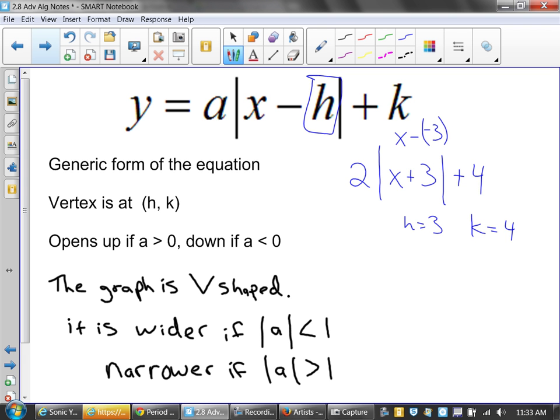If the a value is positive, it opens up. If the a value is negative, it opens down. You guys are probably thinking, wait a second, how can I have an absolute value graph that is negative? Well, if you write it out as negative 1 times the absolute value of x minus 2, you take the absolute value of whatever it is times the negative 1. That's why it can open downward.